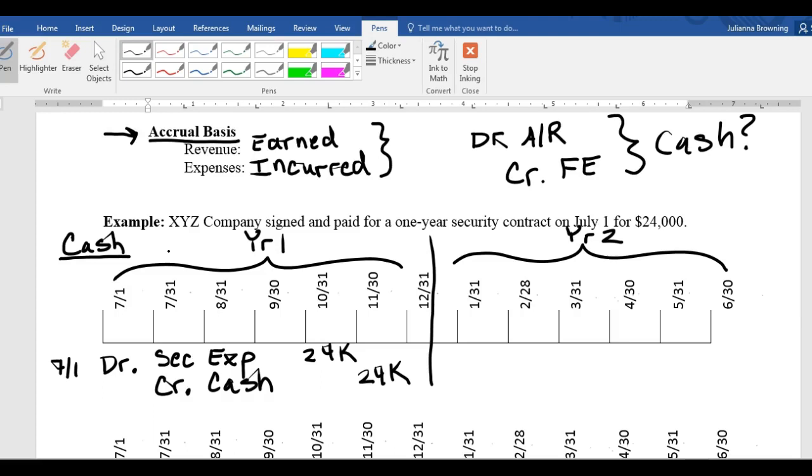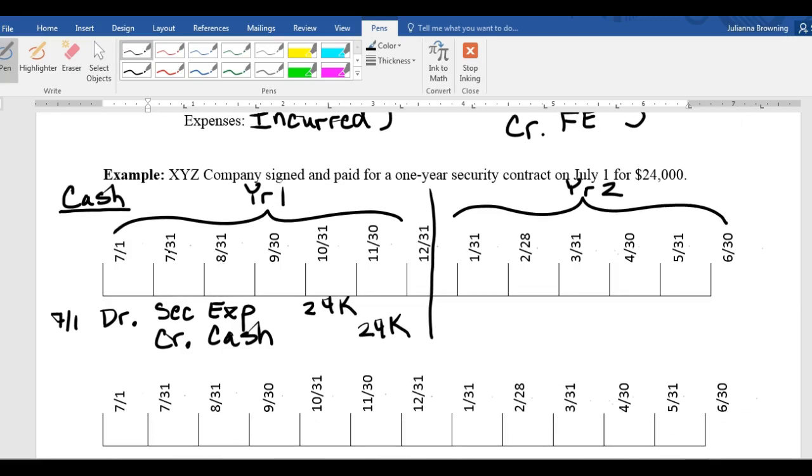But if we look at it from a business perspective, we have to step back and think to ourselves, well, yeah, we paid the cash, but did we only benefit from that contract on July 1st? Or did we only benefit from that contract during year 1? And the answer to that is no. So our financial statements don't really reflect an accurate representation of what's going on within the company and how we're utilizing this cost that we've incurred. So the cash basis of accounting is flawed from that perspective.